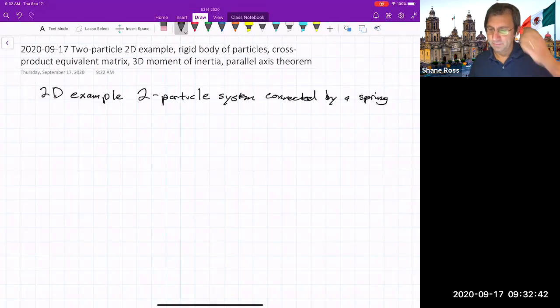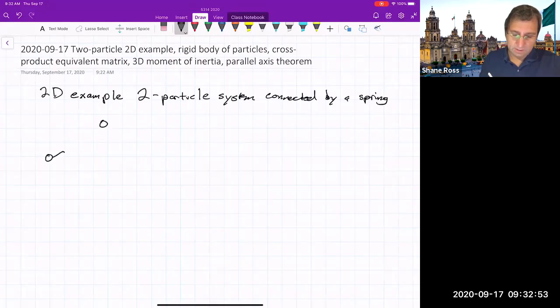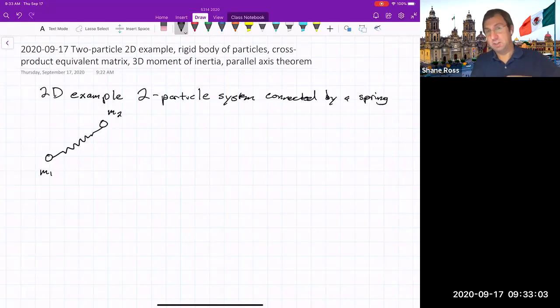All right, so it's a contrived example, but it helps get ideas across. We're basically just taking the same two-particle situation, two particles connected by a spring. M1, M2, and they're free to move in the 2D plane. So there's no gravity. It's just this kind of 2D world. If you want, you've got two hockey pucks on ice connected by a spring, and you ignore friction.